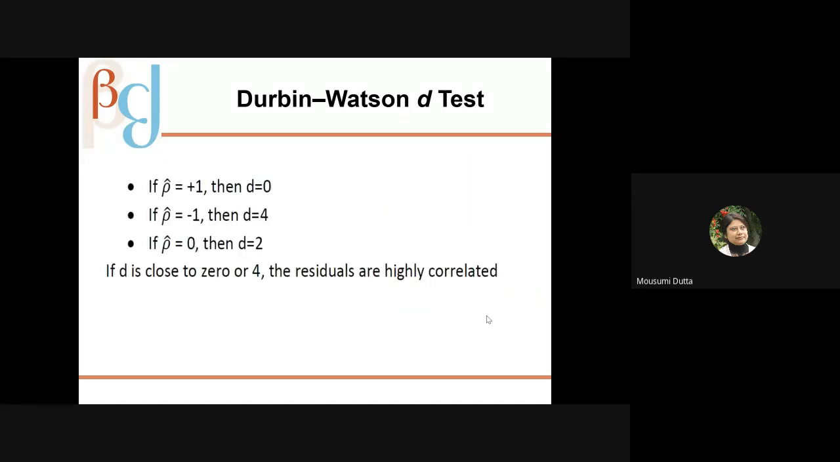If rho hat is plus 1, so finally what is the value of D? If rho hat is equal to 1, you are finding D to be equal to 0. If rho hat is equal to minus 1, so 2 into 2, D will be 4. And if rho hat is equal to 0, in that case, D is equal to 2.